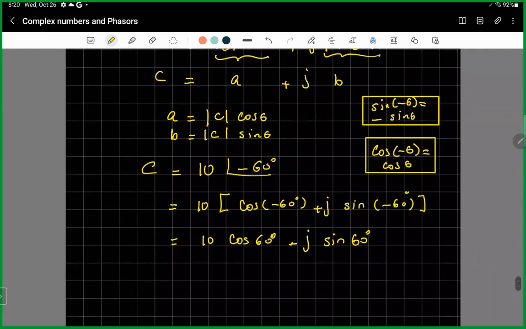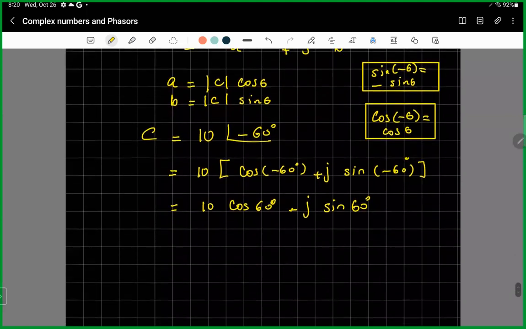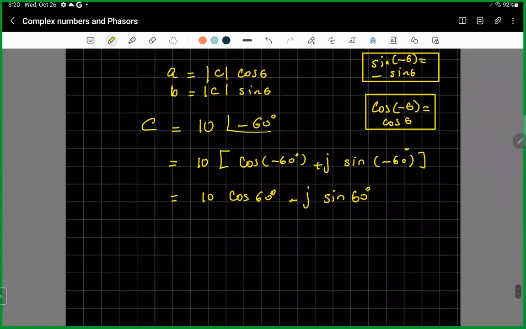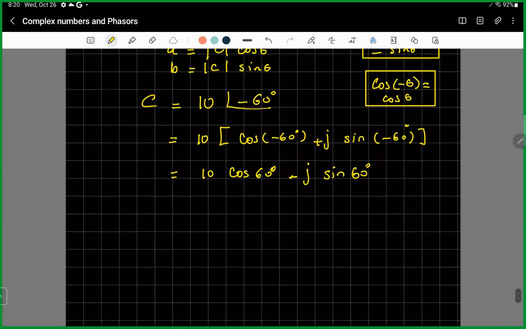By the way, all this will be like a PDF file that will be uploaded as usual. So don't worry about writing anything. Just pay attention and answer as much as you can.